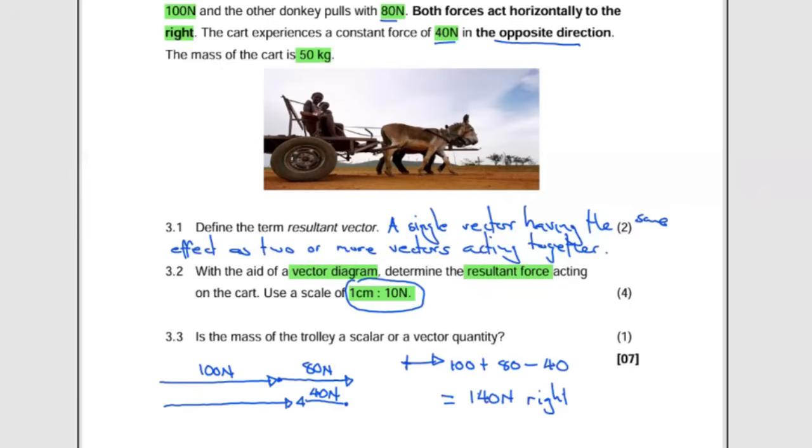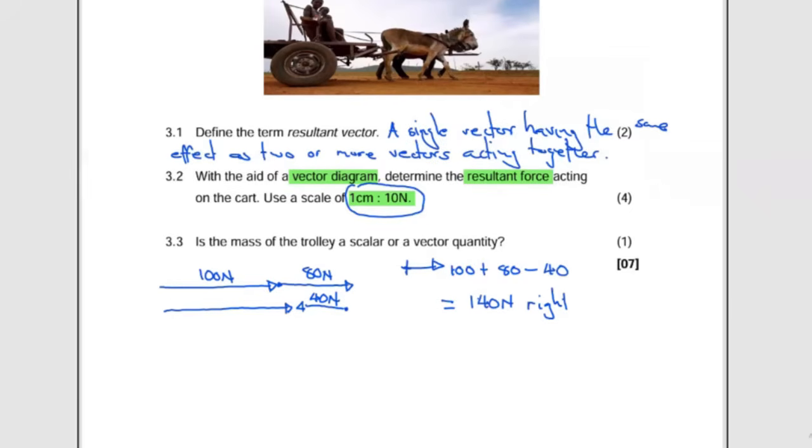What does that mean? It means that if I can just indicate there at the bottom, my 100 newton force there should be equivalent to 10 centimeters. Let me just say equal there 10 centimeters, and then my 80 newtons there should be equivalent in length to 8 centimeters. And then after that, this is 140. Sorry, I forgot to write 140 in newtons there. Then we also have this one, which is 40 newtons. So to the left, there is 40 newtons, which is equivalent to 4 centimeters.